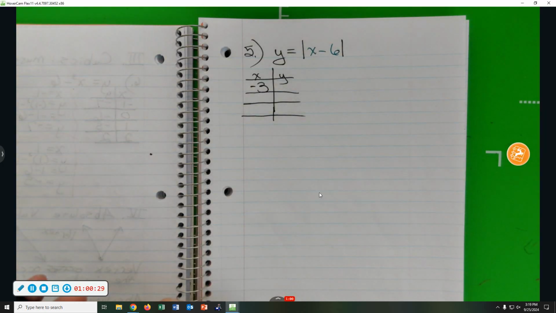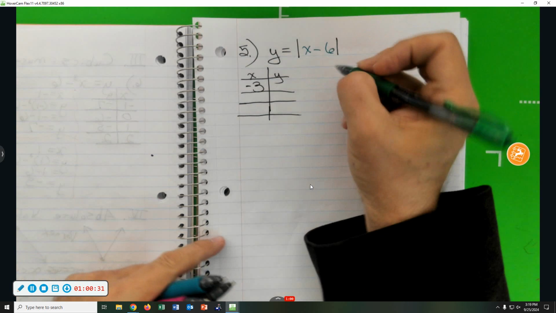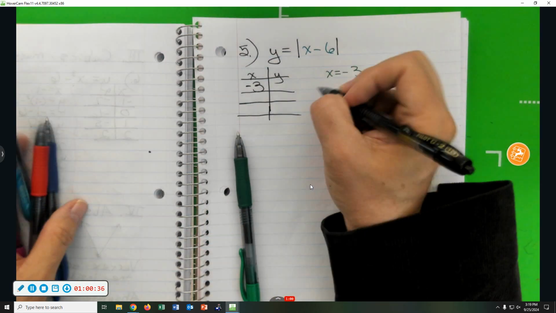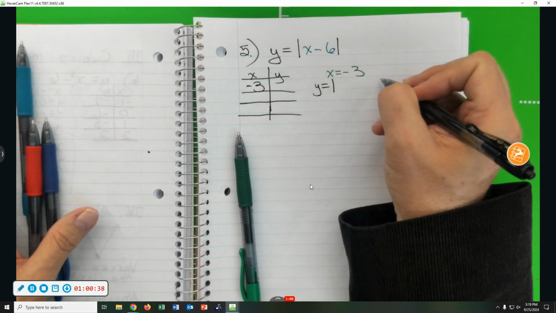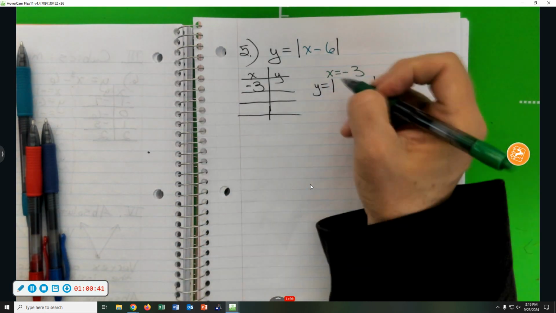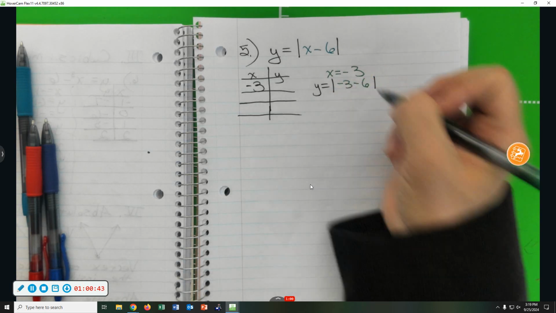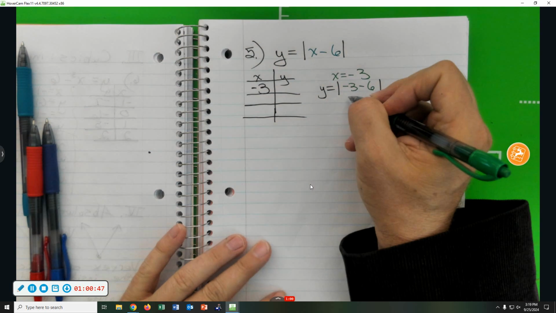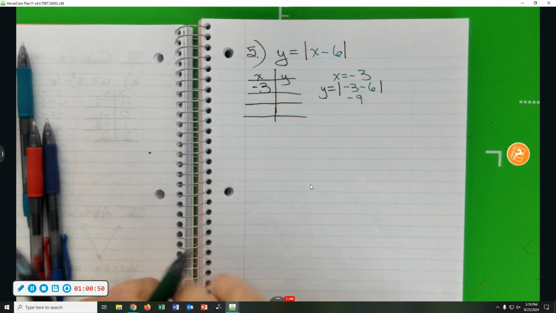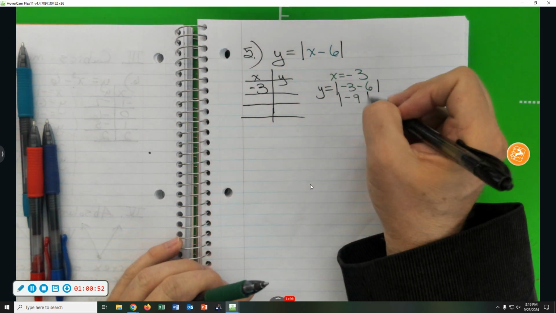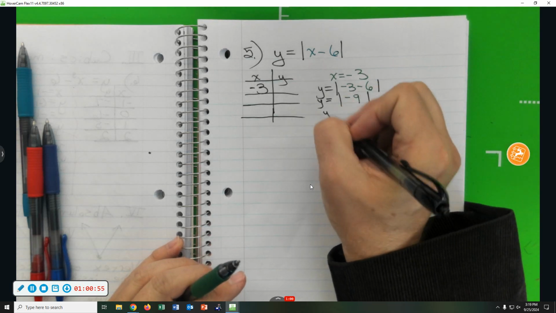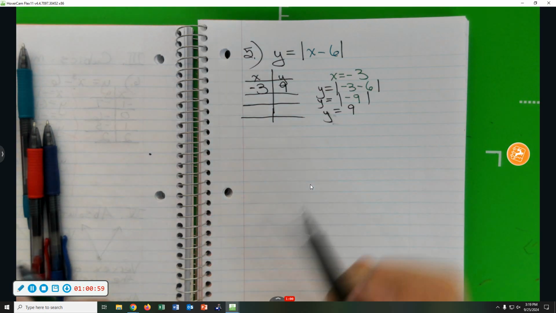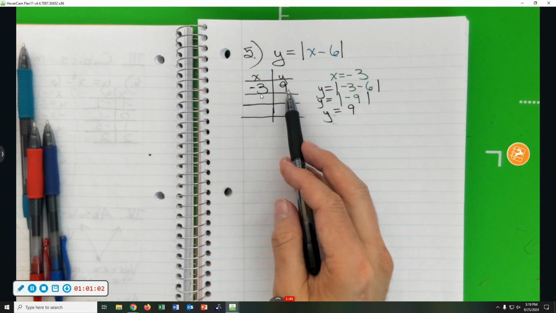We're plugging in -3 for x. So we have y equals the absolute value of -3 minus 6. What's -3 minus 6? -9. What's the absolute value of -9? +9. So the first ordered pair we found is -3, 9.